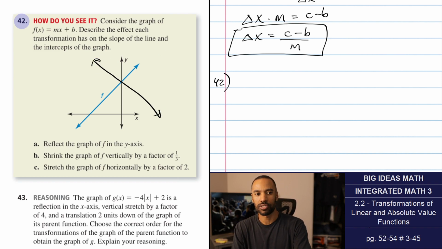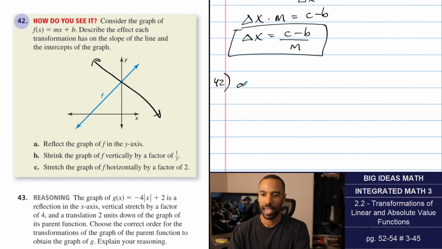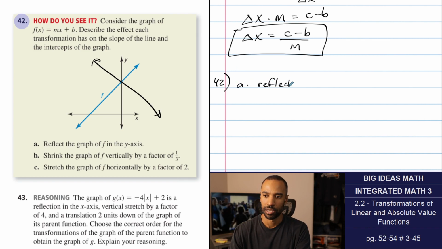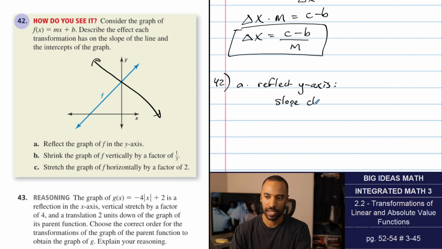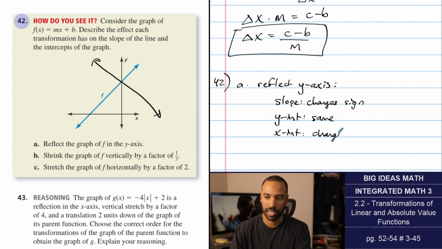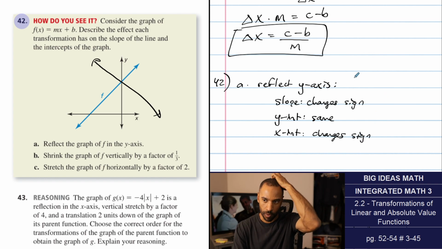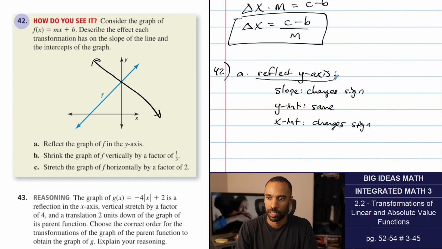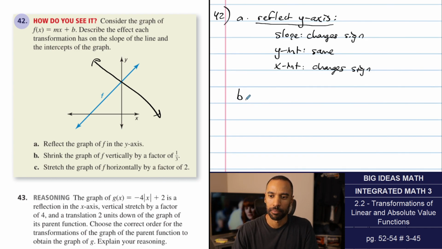So how does it affect the slope if you reflect in the y-axis? The slope changes sign. The y-intercept is the same. X-intercept changes sign. They said intercepts. So x-intercept turns positive, slope turns negative, y-intercept is unchanged. That is part A. Part B.